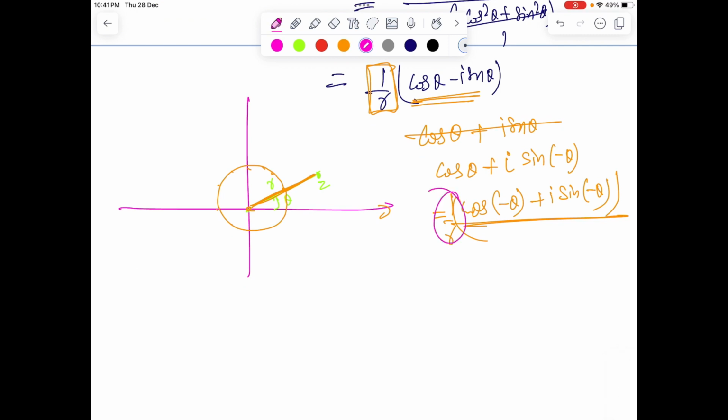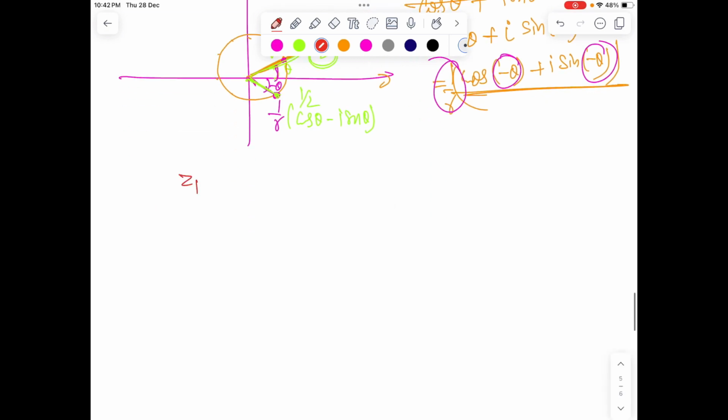So we know that the complex number 1 by z is at distance 1 by r and at an angle of minus theta. So it's exactly a reflection of this point over here, right? So at an angle of minus theta, it will be at a distance of 1 by r. So if this is your z, this is 1 by z, right? Which is given by 1 by r into (cos theta minus i sin theta). So I hope it's clear.